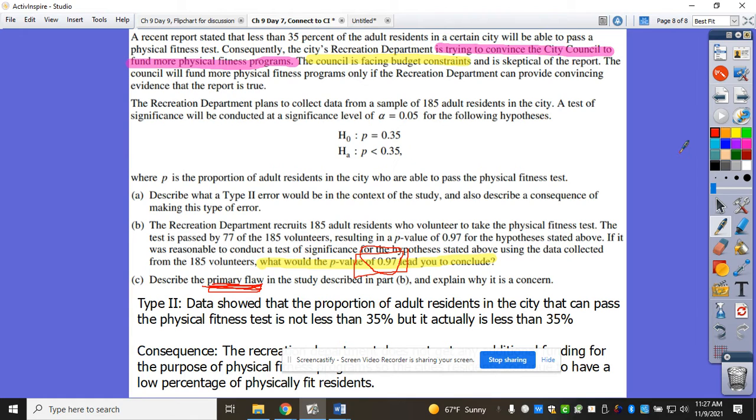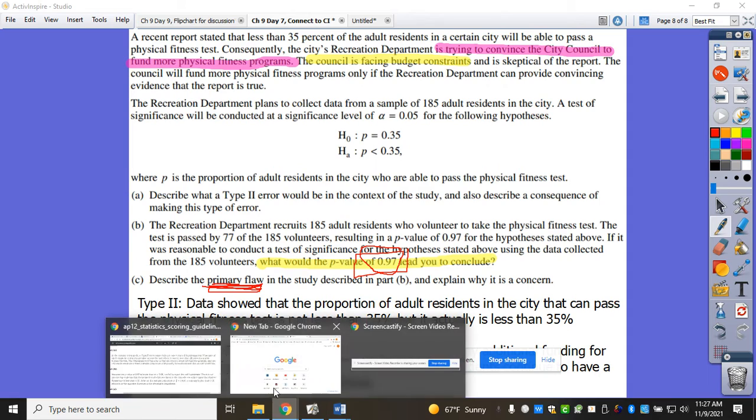And it requires you to make that connection in this problem. The group that is chosen, which is volunteers, will systematically have different results than those who are not volunteers. Because people who volunteer, like somebody who's really out of shape, isn't going to volunteer to go do a physical fitness test. And so let's look at the way they worded it.